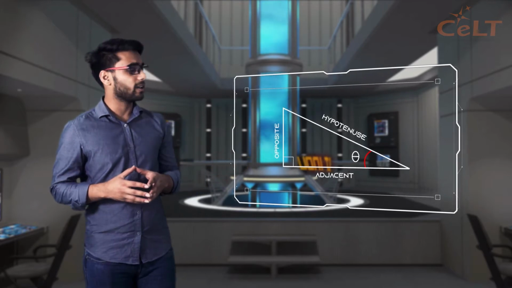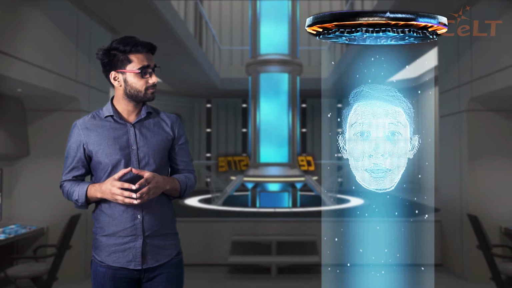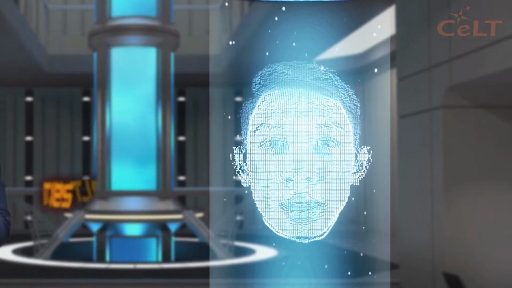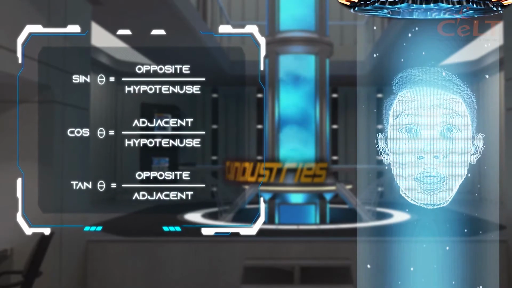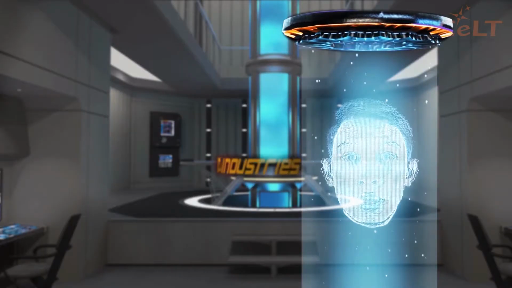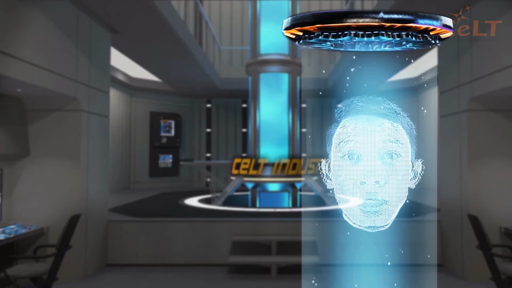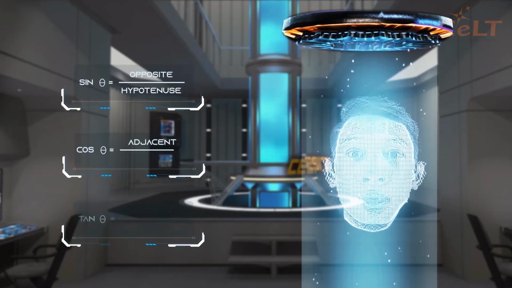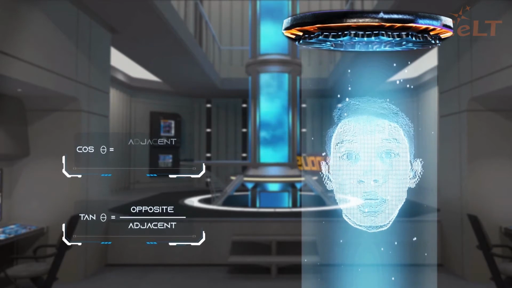Is there a maths formula that talks about this, Robot? Yes, of course. Let's take a look at the formula. There are three basic functions in trigonometry called sine, cosine, and tangent. In order to remember these formulas easily, we use the expression SOH CAH TOA. I think you guys must be familiar with this expression, right?